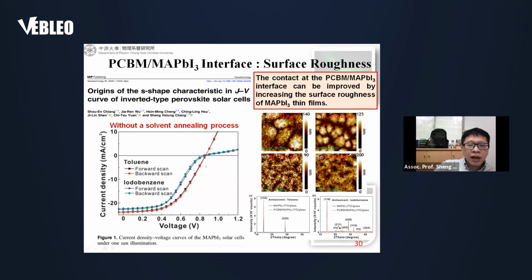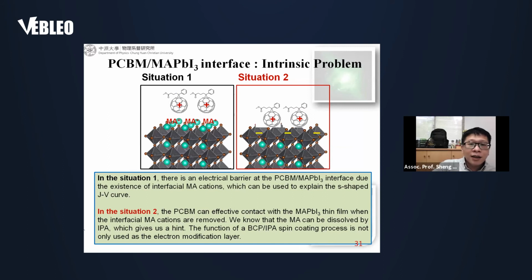And we also try to study the interfacial contact problem. When we increase the surface roughness, the S-shape can be reduced. Okay, so the surface roughness is also important. And we also can see here, without the PCBM, the XRD intensity changes a lot. It means that the contact is very important because the contact can passivate the defect. The contact also can change the residual trace of the perovskite, same thing. And here we just try to resolve all of these problems.